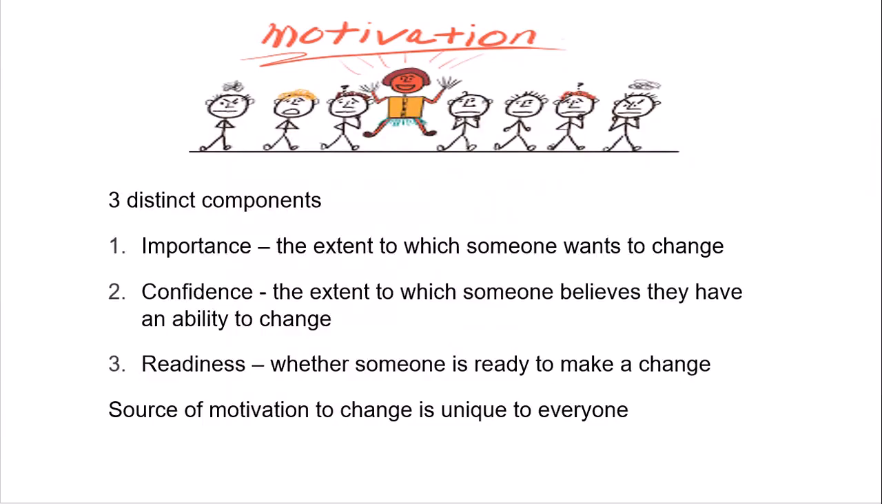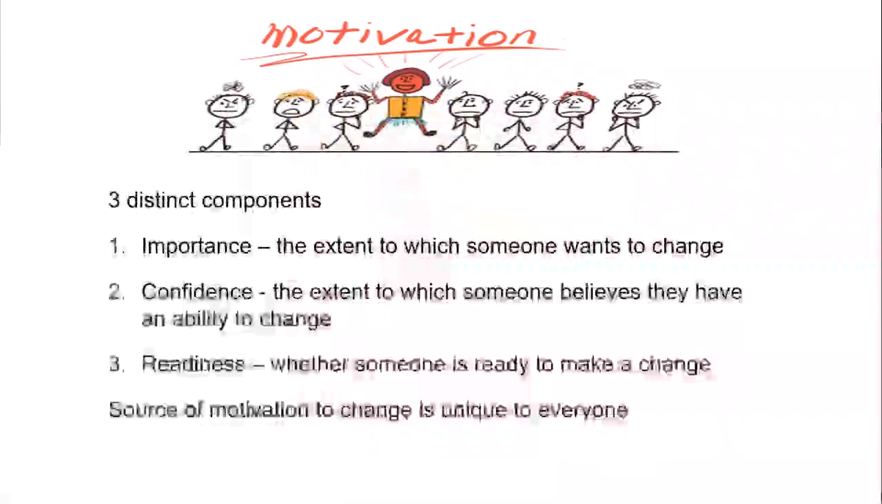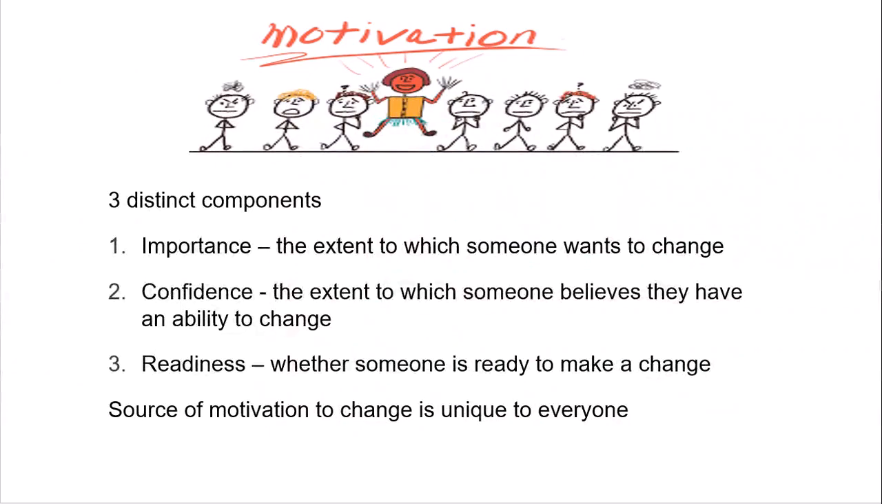The first is importance, the extent to which someone wants to change. So recognises the reasons why change might be helpful or beneficial for them. Number two is their confidence. This is the extent to which someone believes they have an ability to change. So they might know that something's bad for them or unhelpful, but they may lack the confidence in their ability to be able to do it.